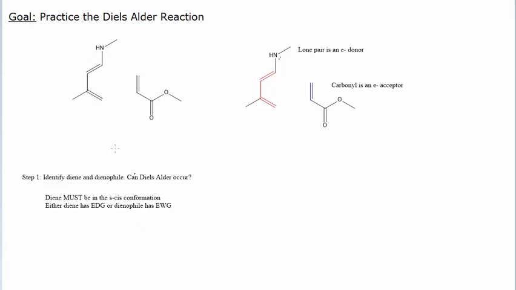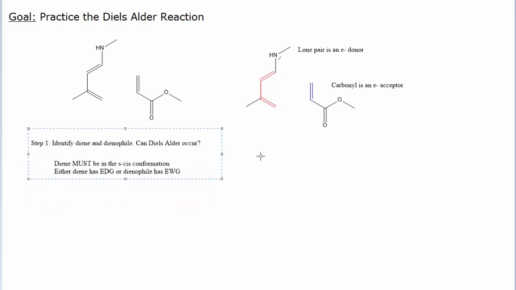Okay, so you need an S-cis conformation, which we have here, and either the diene needs to have an electron donating group or the dienophile needs to have an electron withdrawing group. We talked about this last time. You need this for the energetics to work out and the orbitals that are involved in the bond to be close enough in energy for the reaction to actually happen. Okay, so suppose that worked out so far.